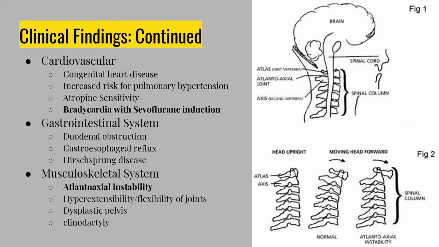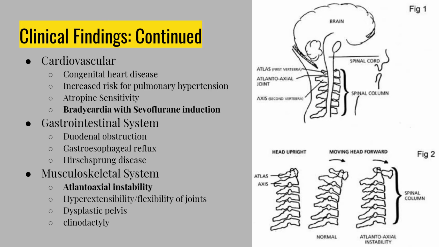Cardiovascular clinical findings include congenital heart disease, increased risk for pulmonary hypertension, atropine sensitivity, and bradycardia with sevoflurane induction. 50% of Down syndrome patients have single or multiple congenital heart defects. Of these defects, atrioventricular septal defects are the most common, followed by ventricular septal defects, persistent patent ductus arteriosus, tetralogy of Fallot, and others. Gastrointestinal anomalies are also common, including gastroesophageal reflux, intestinal atresia, anorectal malformations, and Hirschsprung's disease.